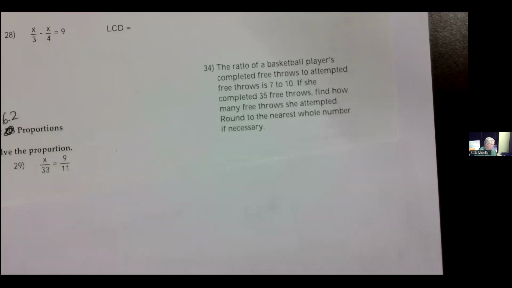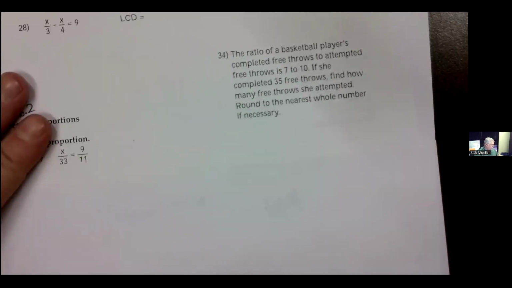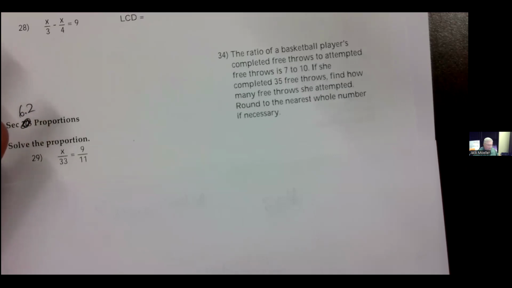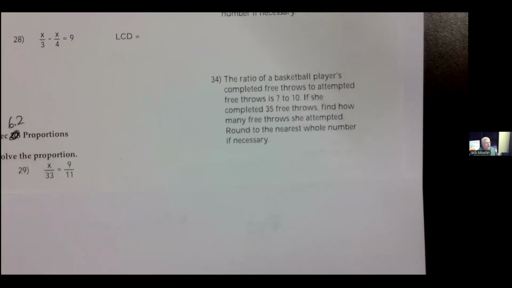So let's do one more of these, and then we'll look at the homework and see how that goes. Number 34: the ratio of a basketball player's completed free throw attempts to attempted is 7 to 10. If she completes 35 free throws, find out how many free throws she attempted. Round to the nearest whole number if necessary.